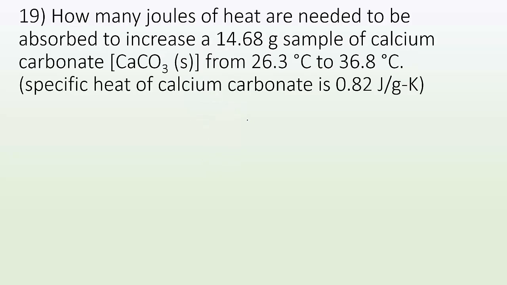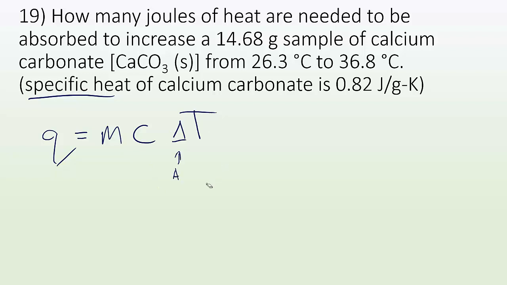19. How many joules of heat need to be absorbed to increase a 14.68 gram sample of calcium carbonate from 26.3 Celsius to 36.8 Celsius? It gives you specific heat. So if I want to know my joules of heat, that's going to be Q equals the mass of the stuff times the specific heat of the stuff times the change in temperature, right? So this is Q equals MC delta T, sometimes called MCAT, because that kind of looks like an A, but MC delta T kind of rolls off your tongue anyway.